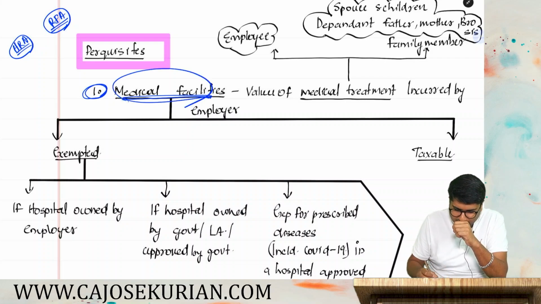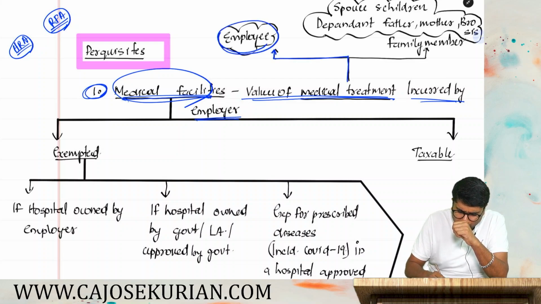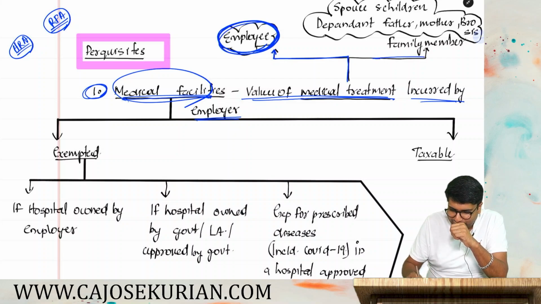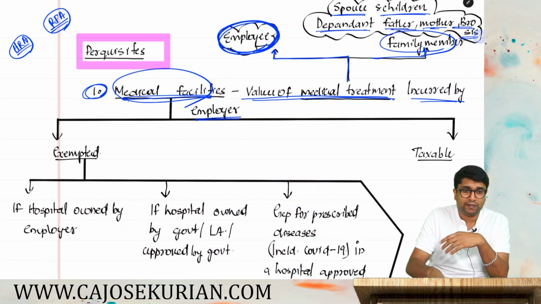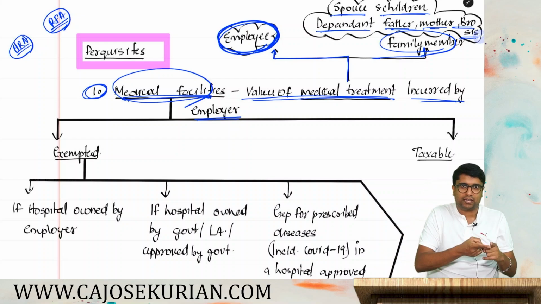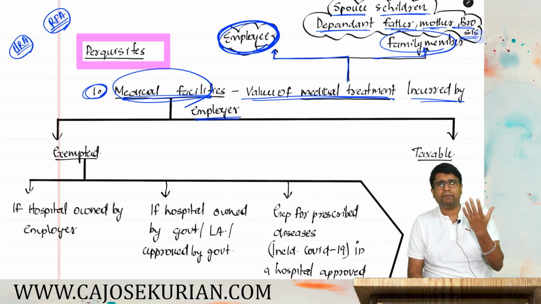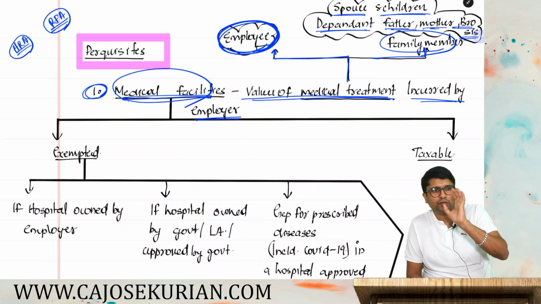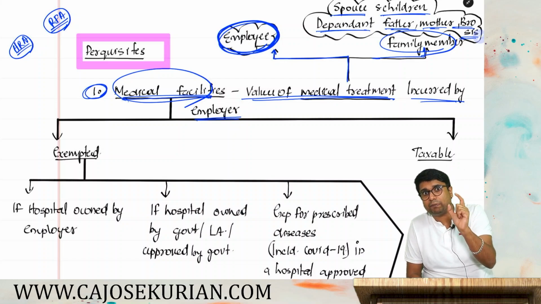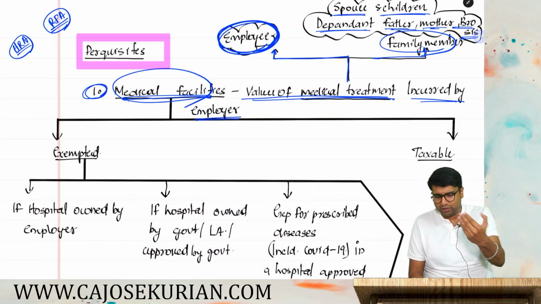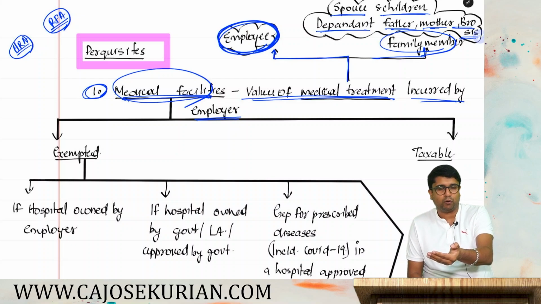So the medical facilities. Value of medical treatment incurred by the employer. And this medical treatment is either incurred for yourself, that means for the employee, or for the family members. Family member means your spouse and children, then your dependent father, mother, brother and sister. So the medical expenditure is incurred either for the employee himself or for the family dependent. What do you mean by family member or family dependent? Family member means spouse and children. Family dependent means your parents, brothers, sisters, if they are dependent on you. That means if they are financially dependent on you, you have to consider them also as a family member.